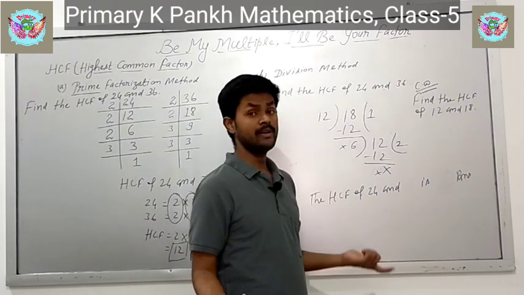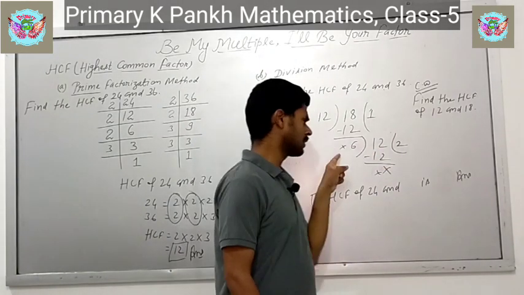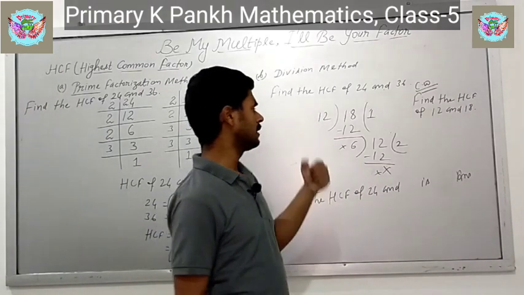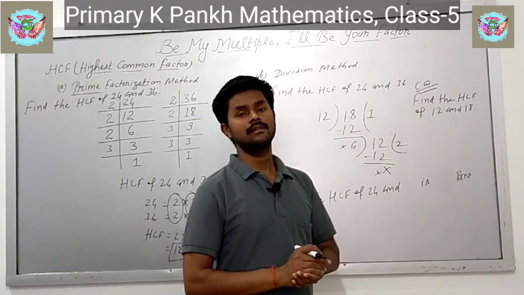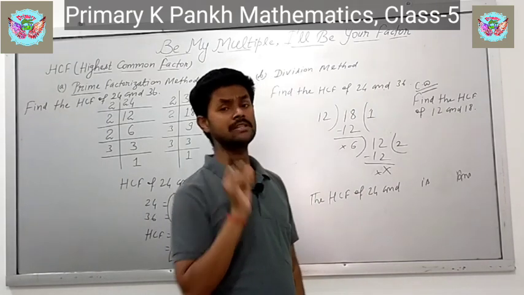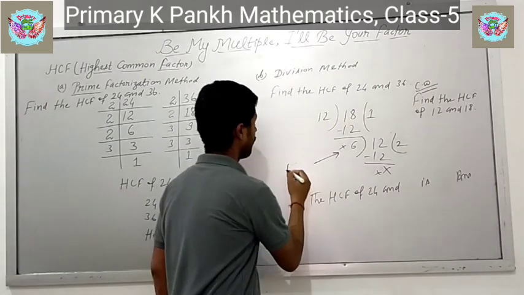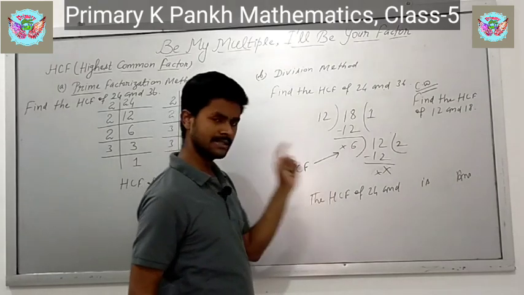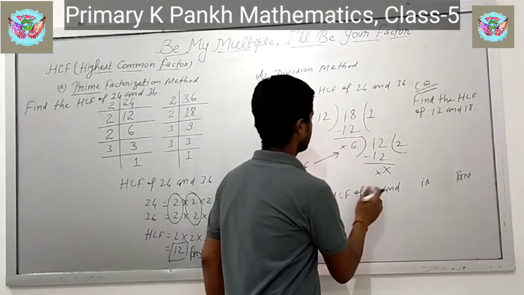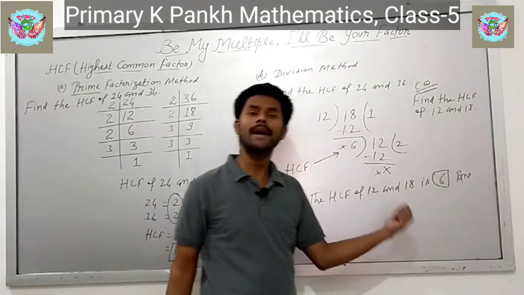So now which number will be the HCF? 2 or 6? I have already said that the divisor which will divide the dividend exactly, meaning the remainder will be 0, will be your HCF. So here the HCF of 12 and 18 will be 6. So right at the last, the HCF of 12 and 18 is 6. So this is your final answer.